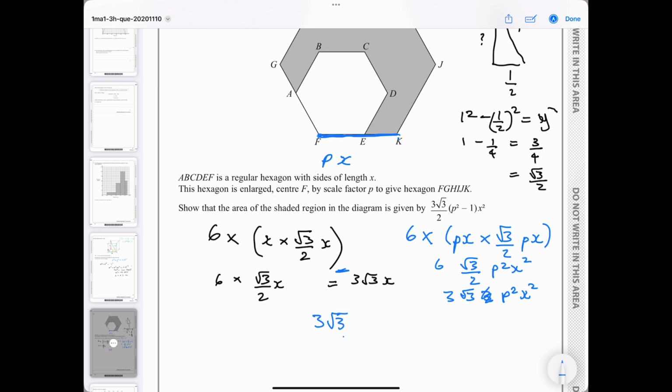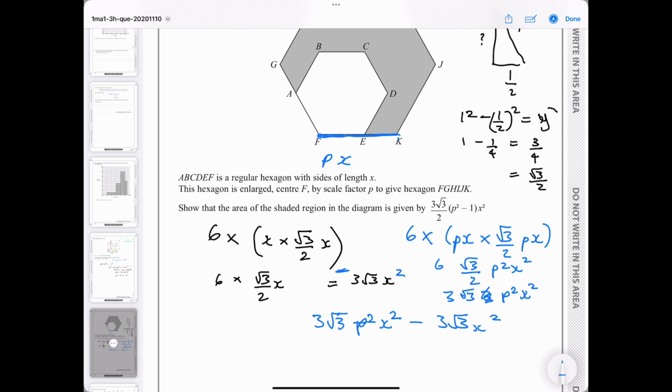So that means 3 root 3 over 2 p squared x squared minus 3 root 3 x squared. Hold on, that does have to be x squared. Hang on. Yeah, but that still times that out. And that still times that out. So if we do... Aha!